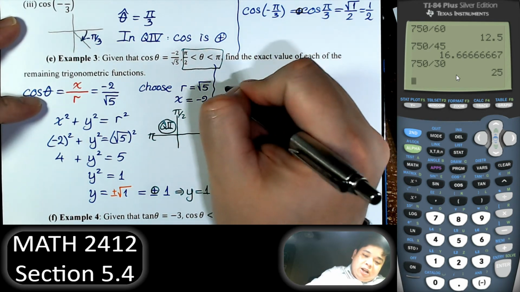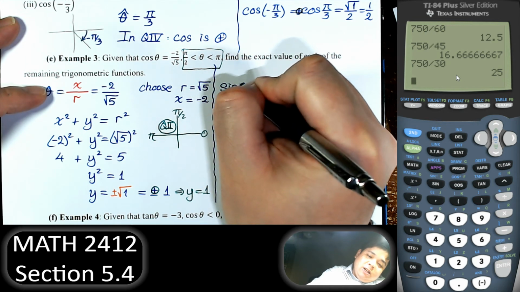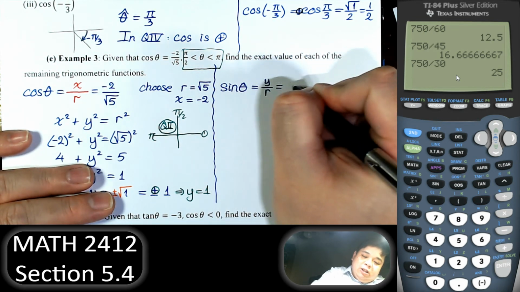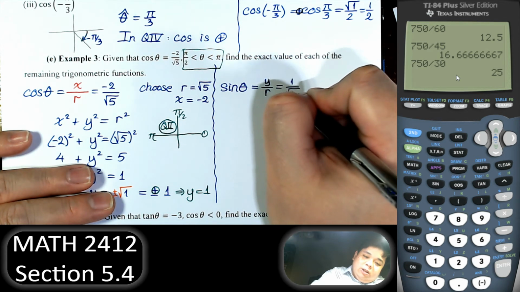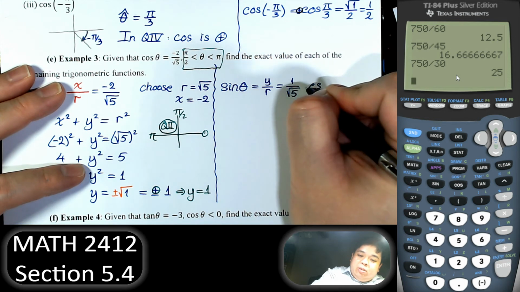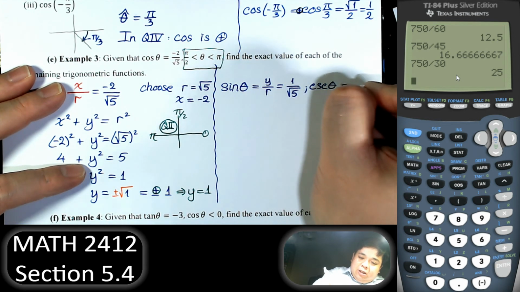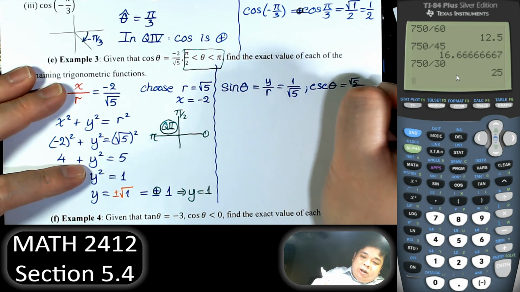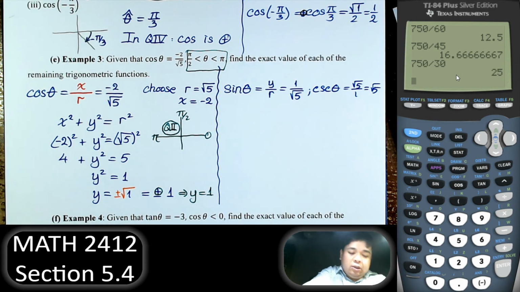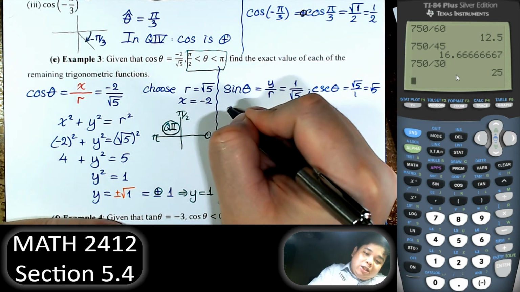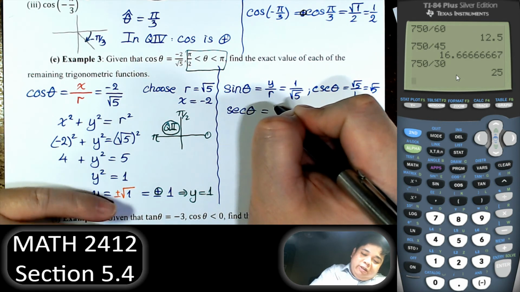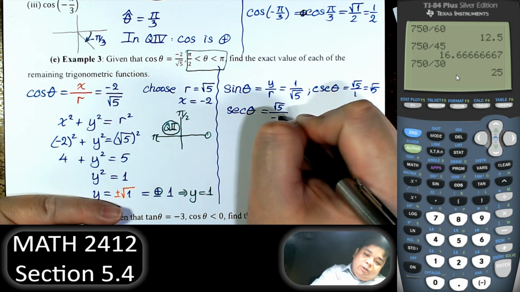So we have cosine. Sine is what? Y over r. Cosecant will be the reciprocal of that: square root of 5 over 1, or square root of 5. Cosine is that, so secant is the reciprocal. Just flip: square root of 5 over negative 2.